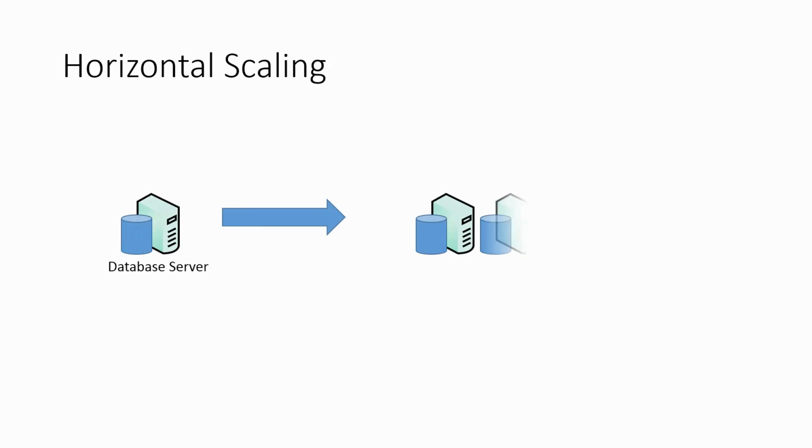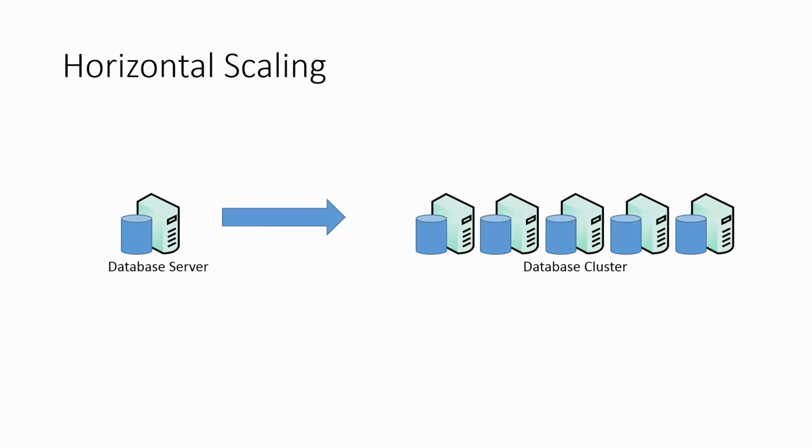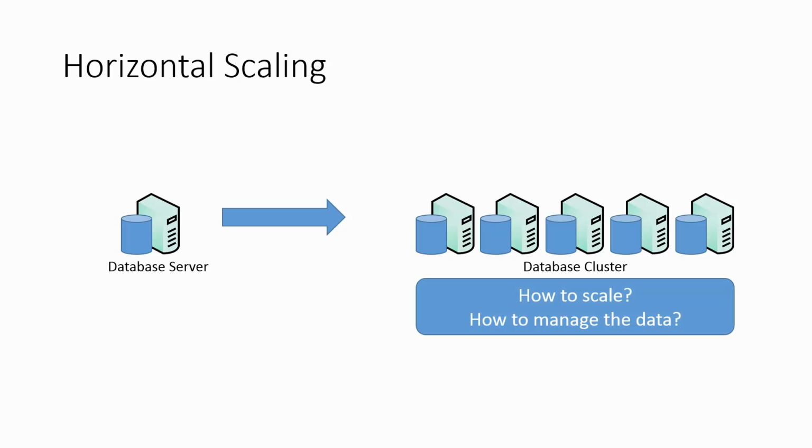So let's look at the other form of database scaling, which is horizontal scaling. In horizontal scaling, you take a database server and you scale it to multiple database servers in a database cluster. Now, the question here is, well, this makes sense in theory, but practically, how do you scale? How do you manage the data? How do you ensure what part of data goes to what server? And how do you orchestrate this entire thing?